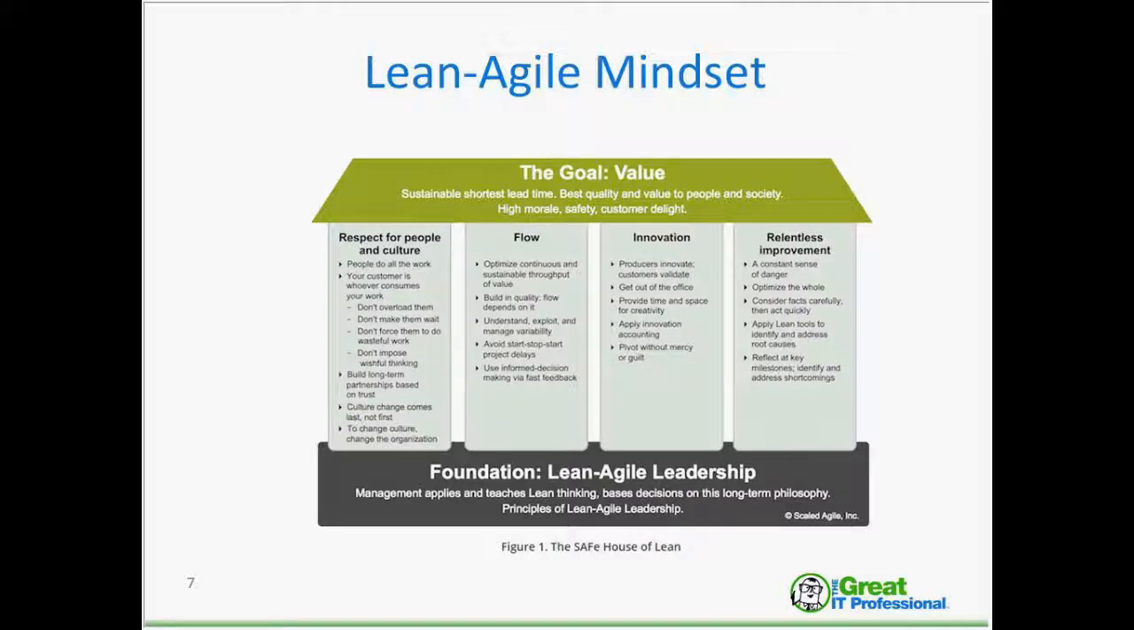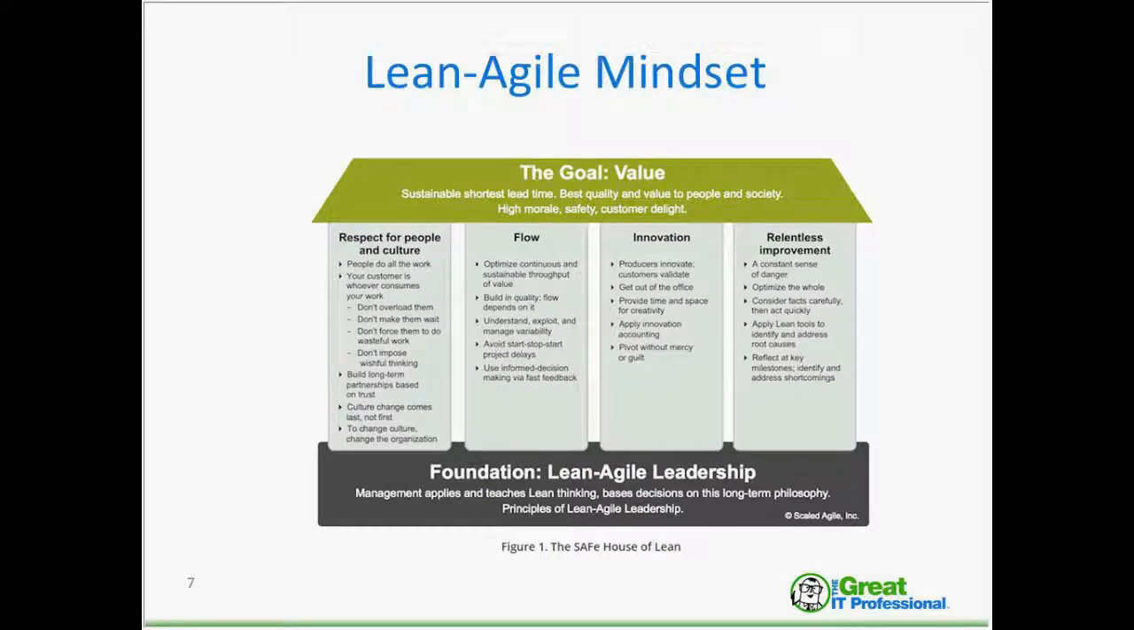Leadership is very important because, without leadership, you can't be successful with Agile or the Scaled Agile Framework. You have to have support from the leadership. The management has to be teaching and approving teaching to support the venture moving forward. The decisions are based on long term, not just the short term.